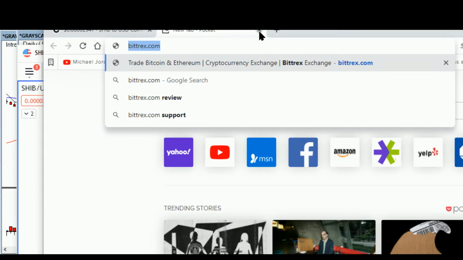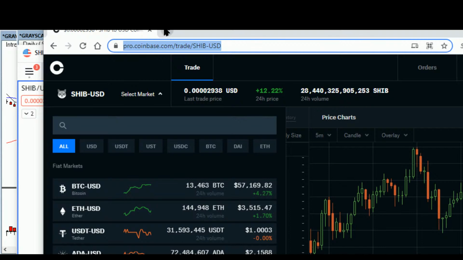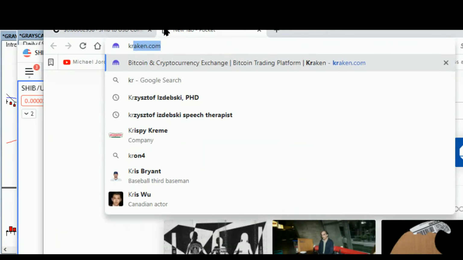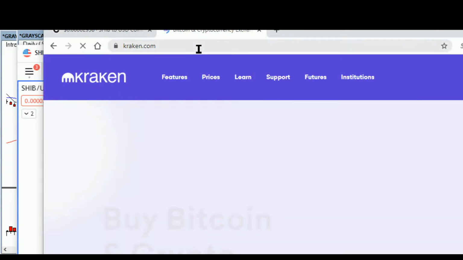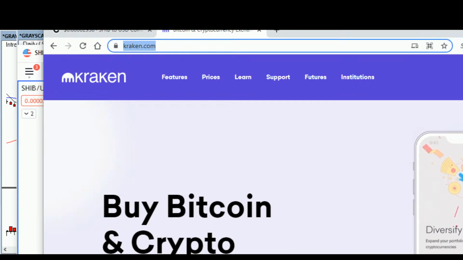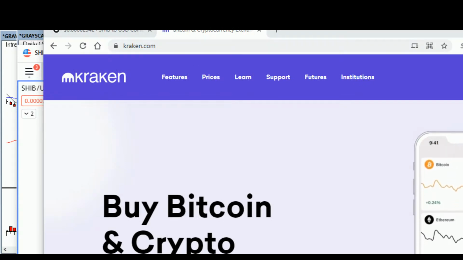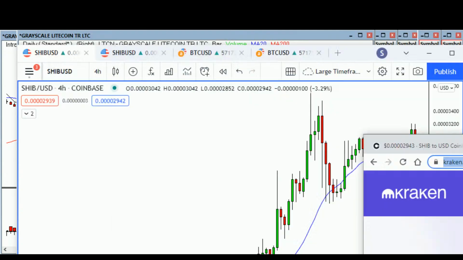But I'm not trying to kill myself here. I decided not to trade that account and just to focus on Pro Coinbase or Kraken when I go short. So this exchange allows you to go short: Kraken.com.